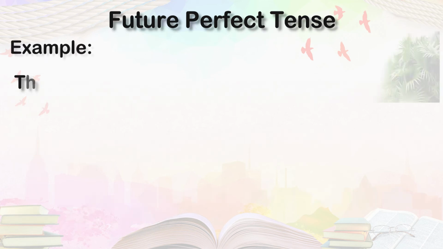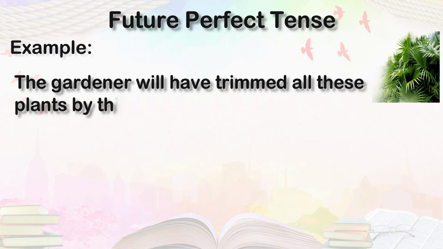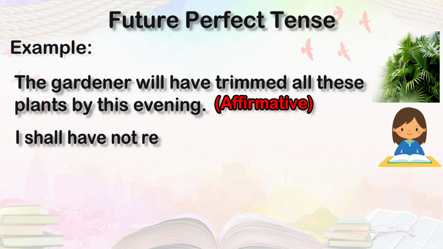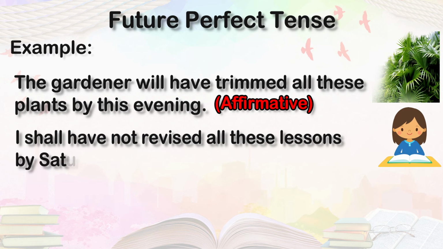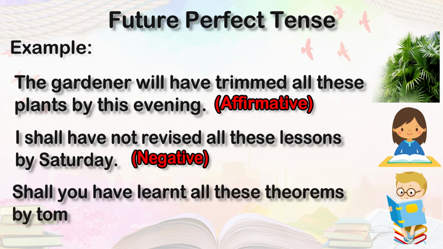Examples: the gardener will have trimmed all these plants by this evening. In negative form, I shall not have revised all these lessons by Saturday. Interrogative form: shall you have learnt all these theorems by tomorrow?